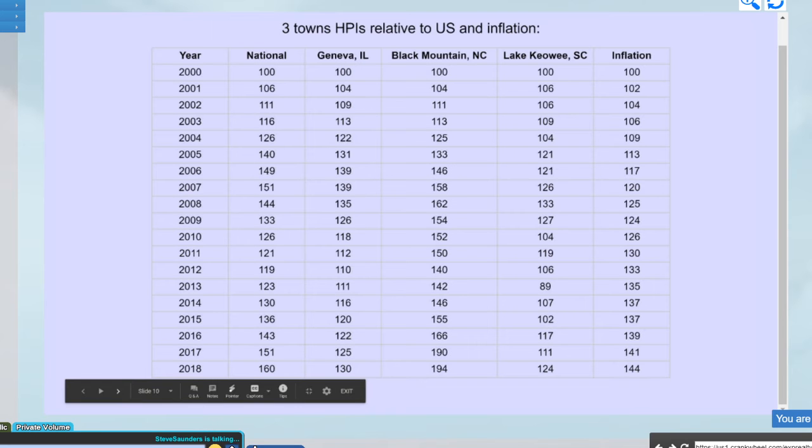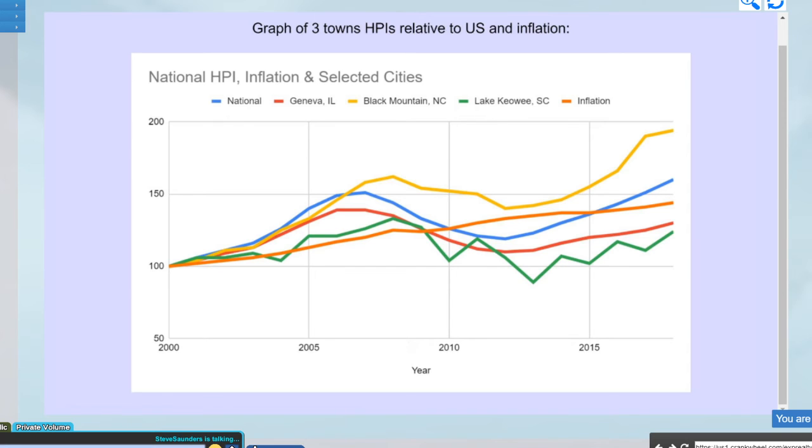So these are the three areas we were looking at. Like I said, Geneva, Illinois, where we were from, Black Mountain, North Carolina, and Lake Keowee, South Carolina. The thing about HPI, as in the Case-Shiller indexes, is that on January 1st of 2000, the index is at 100, just like Case-Shiller. It doesn't mean anything. It's just a number. But these are all at 100. You notice in the top line in the year 2000. As you move along, they go up and down. Obviously, in the Great Recession of 2008 and 9, they went down. And then, of course, they've come back up.